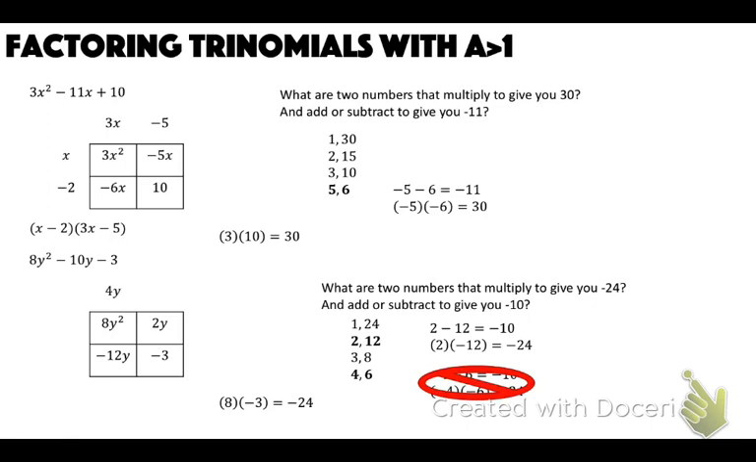Between 8y squared and negative 12y, I can pull out a 4y. Between 2y and negative 3, I can just pull out a 1. Between 8y squared and 2y, I can pull out a 2y. And between negative 12y and negative 3, I can pull out a negative 3. So I'm left with 2y minus 3 and 4y plus 1.